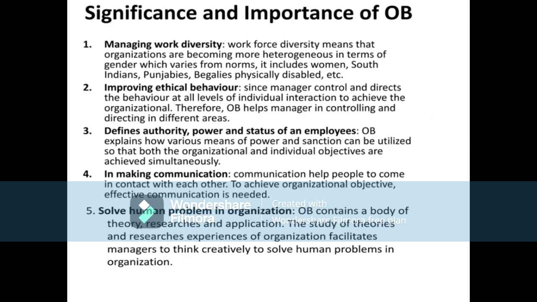What does ethical behavior mean? The moral values. Okay, so in order to improve the moral values, a manager can control and direct the behavior at all levels of individuals by interacting with them. Okay, so by interacting with them means by having positive communication and coordination with the employees, okay, and by motivating them in a proper way, okay, by following the ethical values, moral values, we may improve the individuals' moral values, working hard towards the organizational goals, in order to work for the accomplishment of organizational goals, okay.